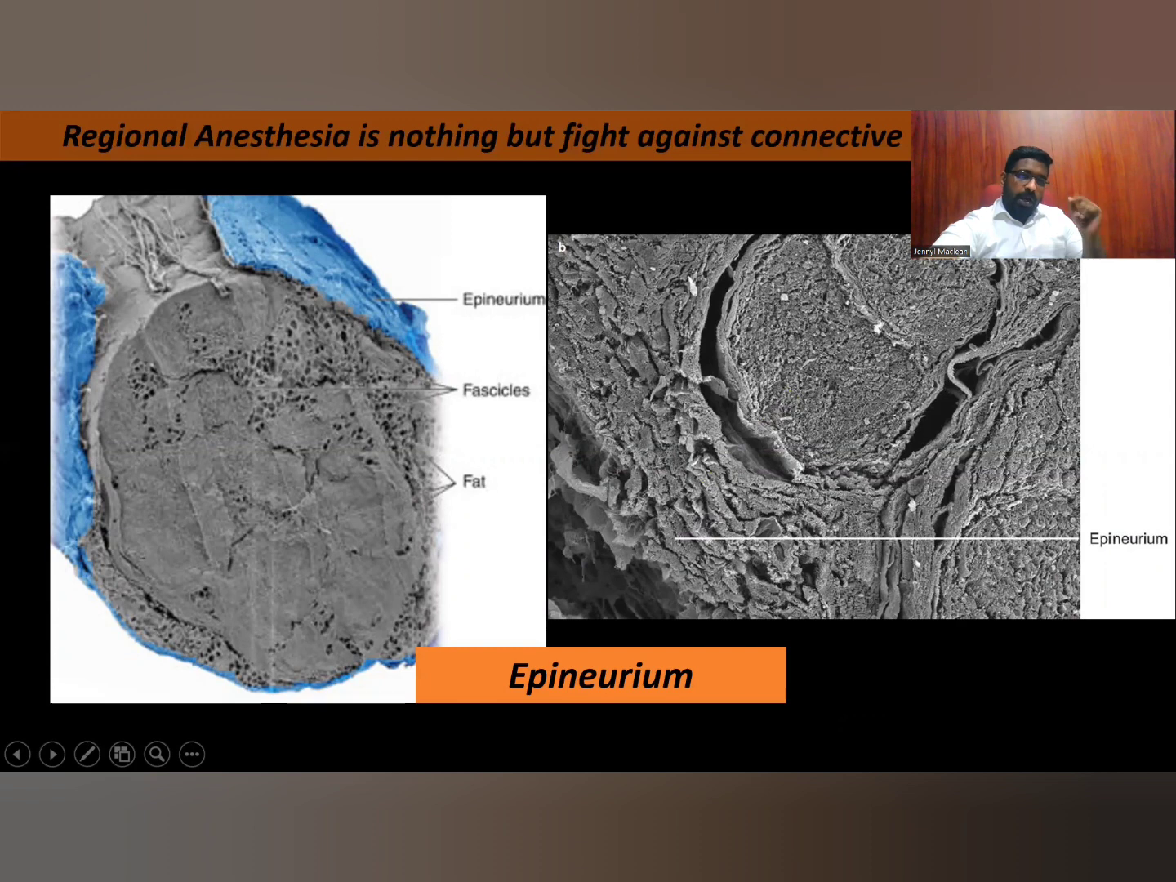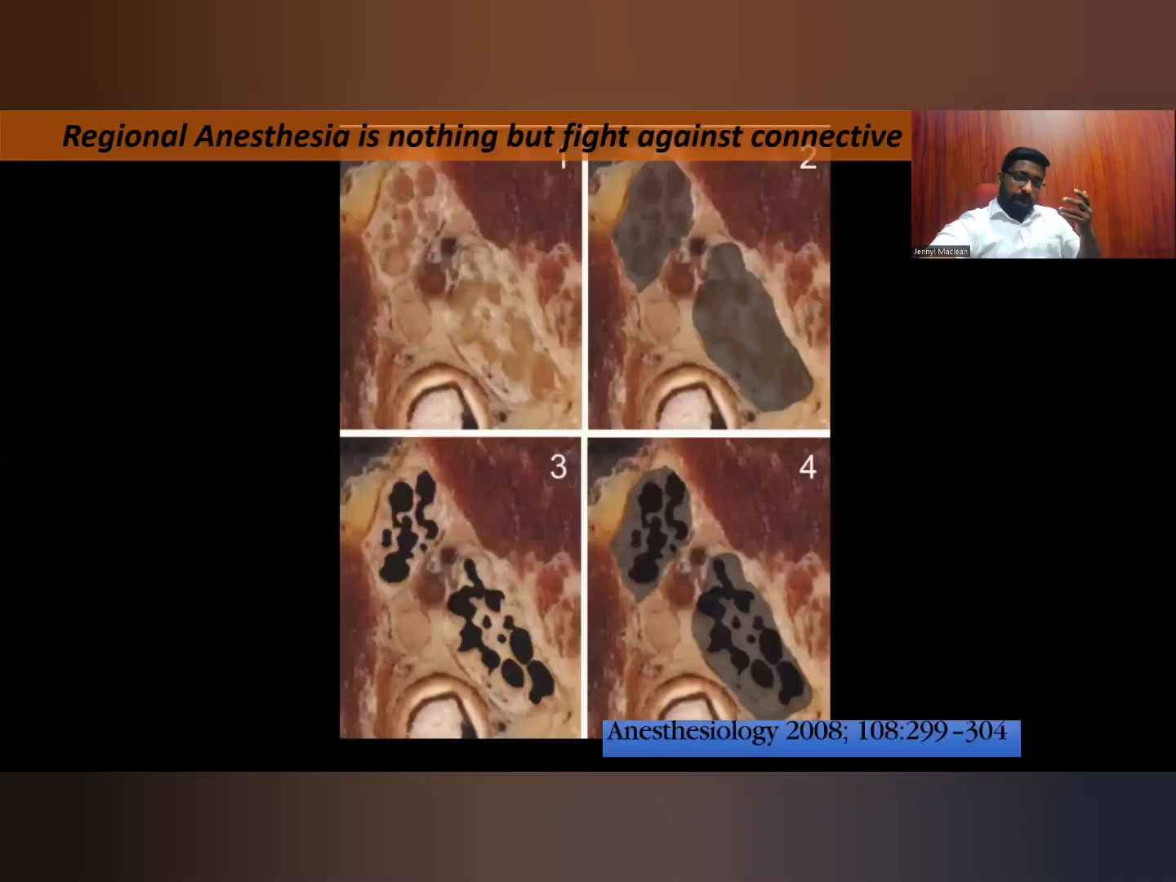So that is why I call peripheral nerve block, or regional anesthesia in toto, a fight against connective tissue barrier. It has been so for decades, which certain people know, which certain people don't know. That is why I'm here to deliver this topic.